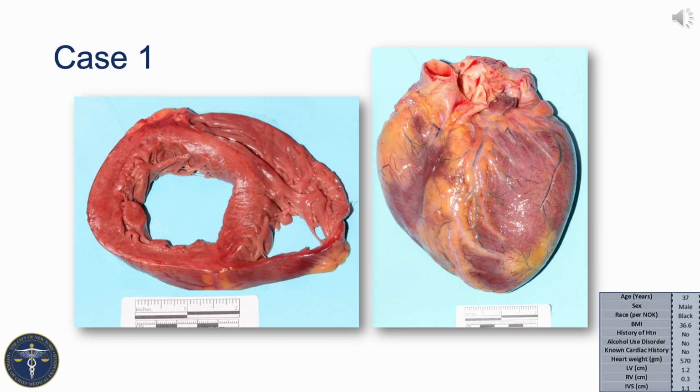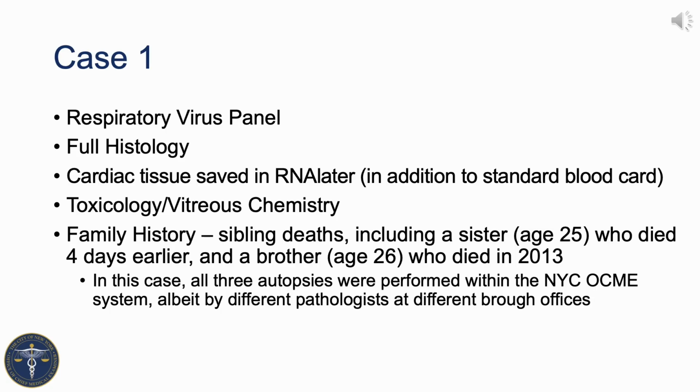In performing the autopsy, the most striking finding in the case was a markedly dilated heart, which you can see here. Ancillary testing was performed in this case, including a respiratory virus panel, full histology, including a myocarditis workup. Tissue was saved for molecular genetic studies, including cardiac tissue in RNAlater, in addition to our standard blood spot card. Full toxicology was performed, vitreous chemistry was performed, and the family history was reviewed.